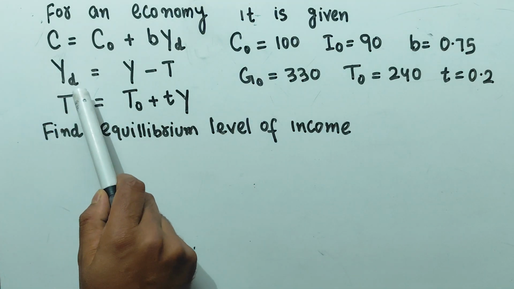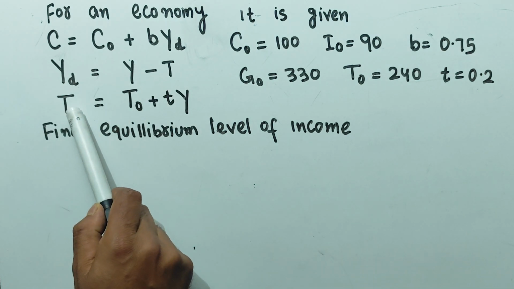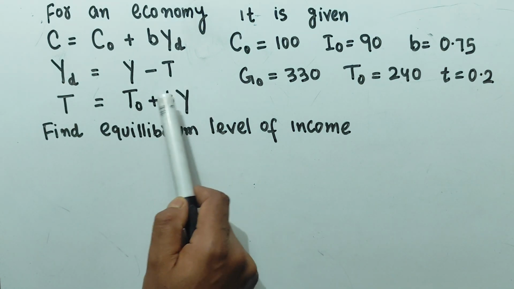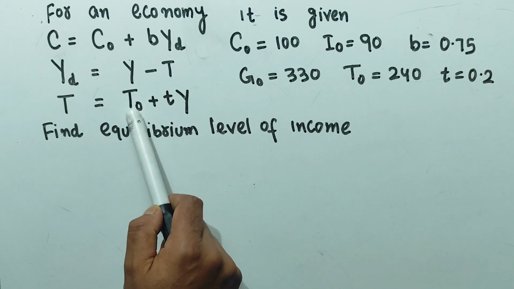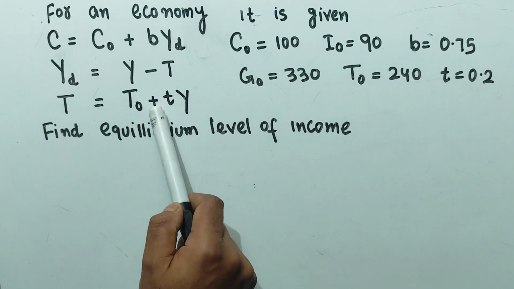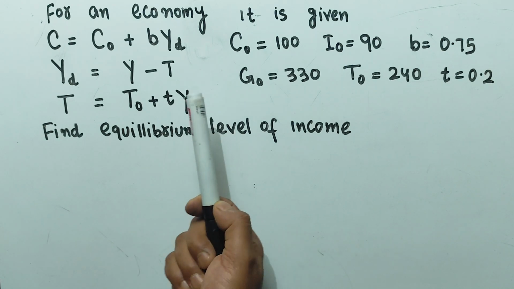And disposable income is equal to total income minus T, which denotes the taxes, and taxes are a function of income, where T is equal to T naught plus small t times y. T naught is the lump sum tax, small t denotes the marginal tax rate, and y denotes the income.